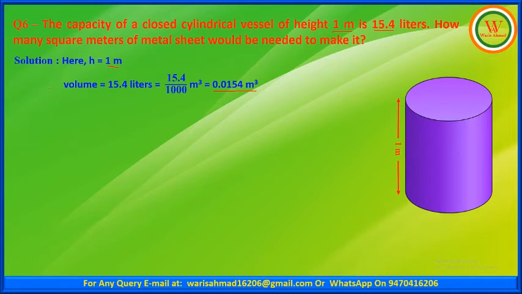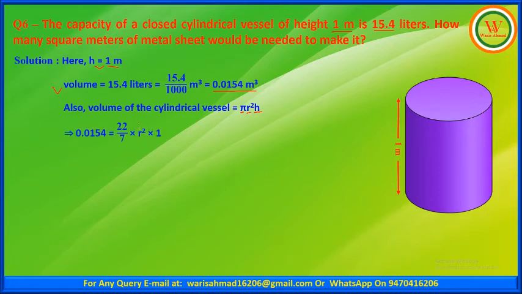Now we are having the volume and height both. After having the volume and height both, then we have to calculate the radius of this container. Radius of this container is not given. As we know, the volume of the cylindrical vessel is equals to pi r square into h. Now, on the place of volume, we can assign 0.0154 meter cube. On the place of pi, we can write 22 upon 7. Value of radius is not given. On the place of h, we can assign 1 meter. So let us see here.